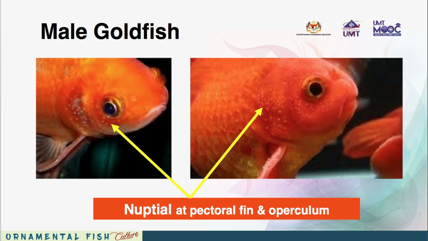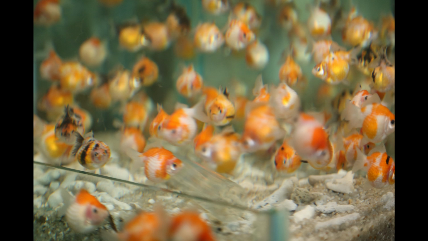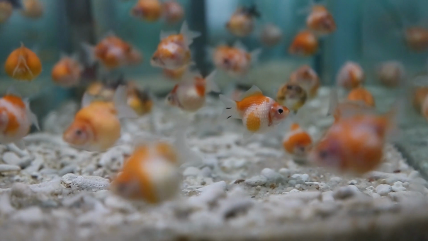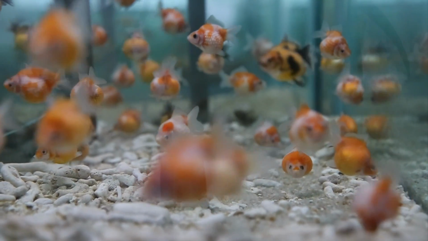For example, the goldfish. Matured male goldfish appear to have nuptial tubercles at the pectoral fin and the operculum, which are not found in the female. Spawning tank setup for the goldfish can be very simple. You just need to choose the matured pair and introduce them into the spawning tank. In the spawning tank, provide aquatic plants or an artificial substrate for egg attachment. After their spawning, remove the broodstock and let the eggs hatch.